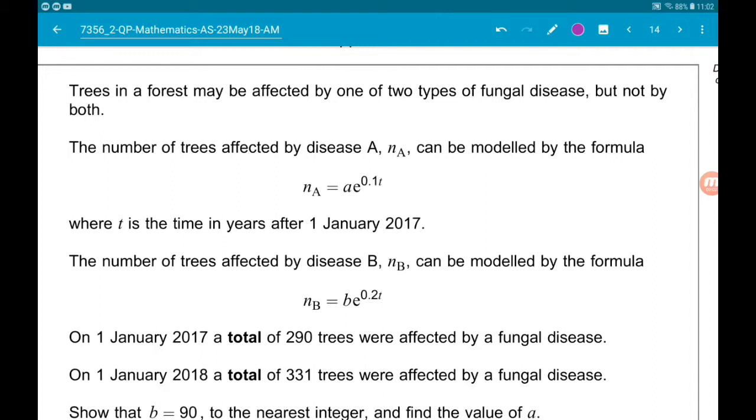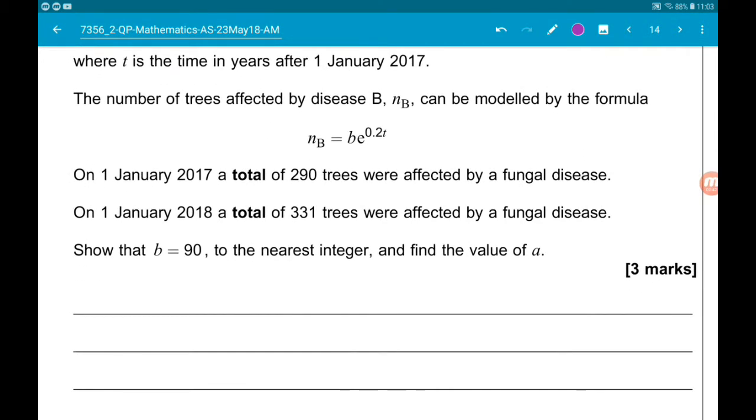Okay, question 12, the final core question for this paper. Trees in a forest may be affected by one of two fungal diseases, but not by both. The number of trees affected by disease A, NA, can be modelled by the formula NA = A e^(0.1t), where t is the time in years after the 1st of January 2017. The number of trees affected by disease B, NB, can be modelled by the formula NB = B e^(0.2t).